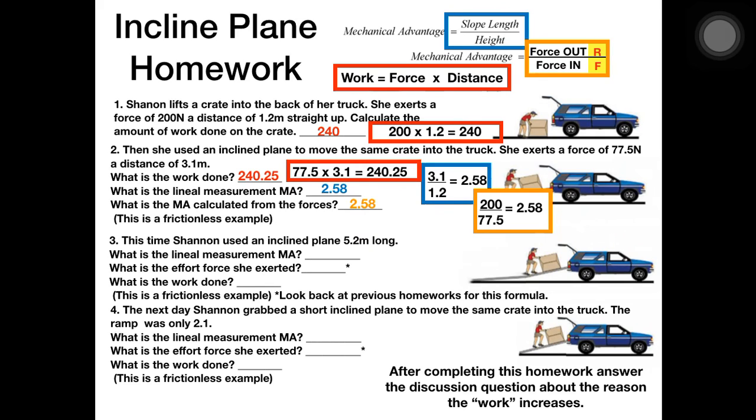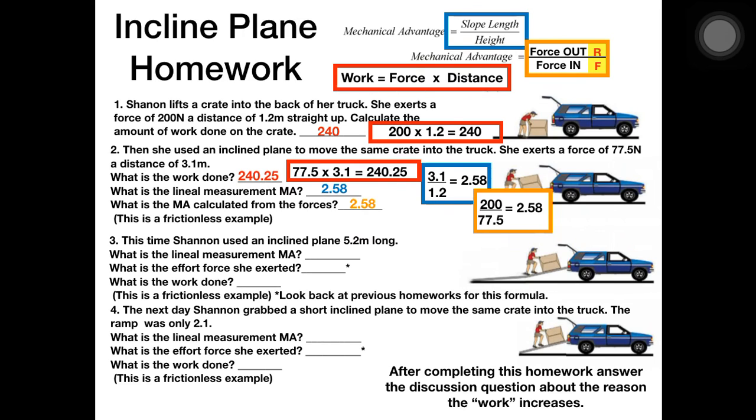The interesting thing about number 1 and number 2 is that when she used an inclined plane, she was able to decrease the effort, okay, because she had mechanical advantage. However, the work she did actually increased because of the distance that she had to push it up the ramp.